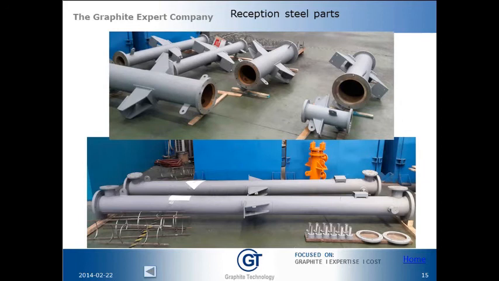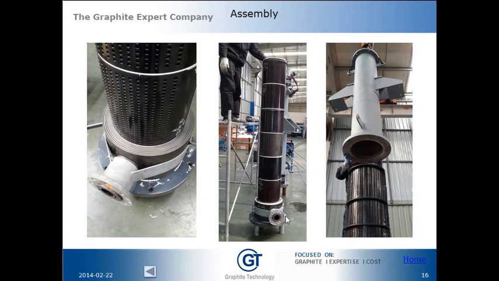We subcontract the steel pressure parts to a supplier of pressure vessels according to our own detailed drawing. Once the steel parts arrive in our workshop, we can proceed to the assembly of the equipment. Here, this is a block type heat exchanger. We stack the blocks, and between the blocks we put a PTFE gasket.